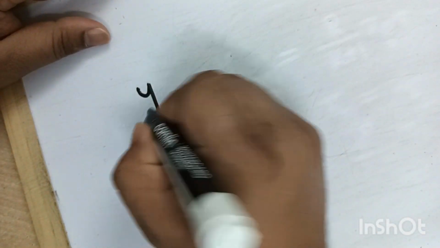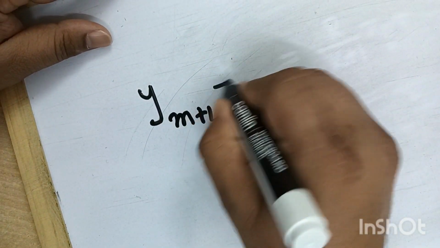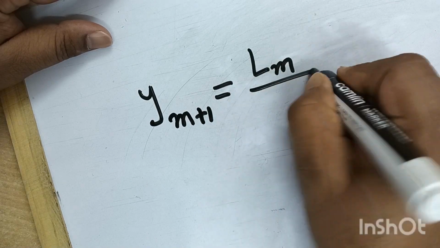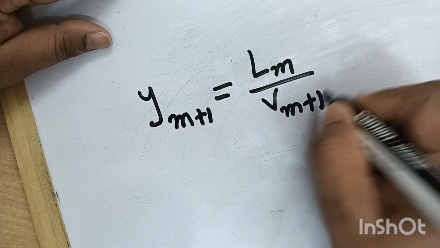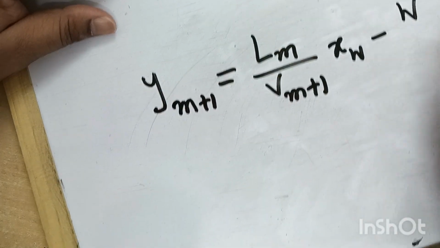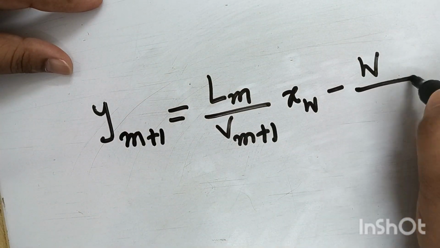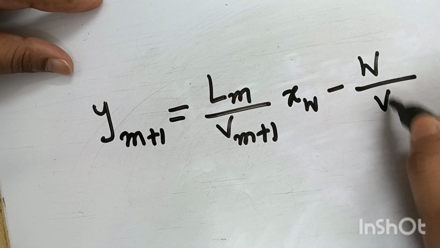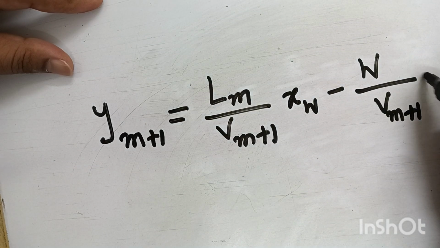for the stripping section, if we consider the stripping section operating line, which is y(m+1) equals Lm over V(m+1) times xm, minus W over V(m+1) times XW.